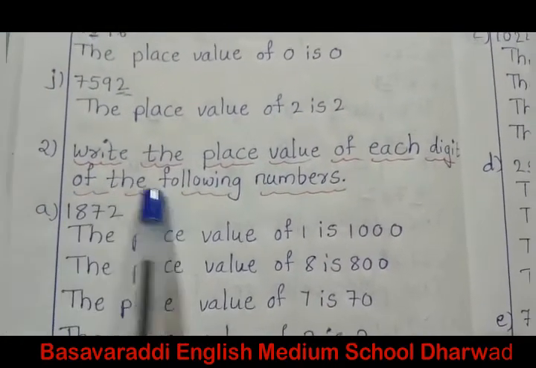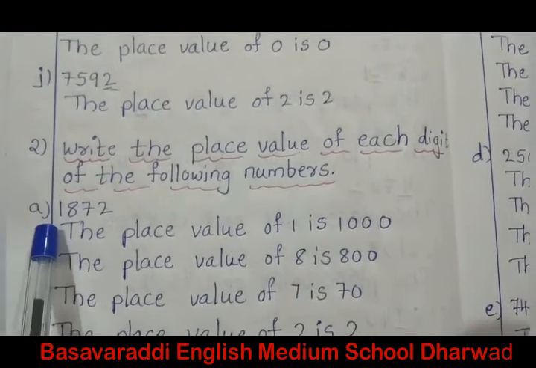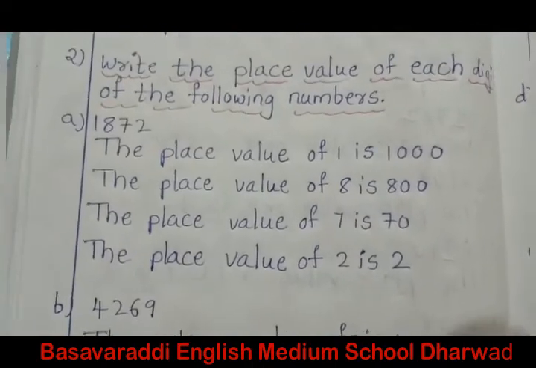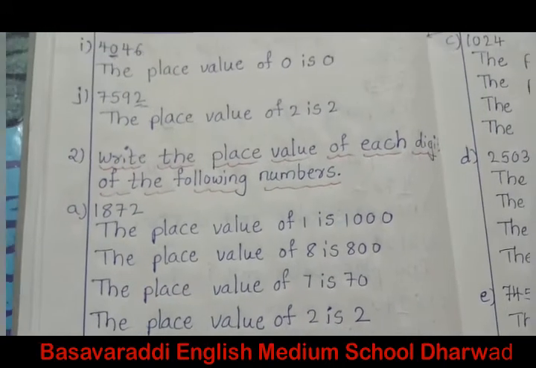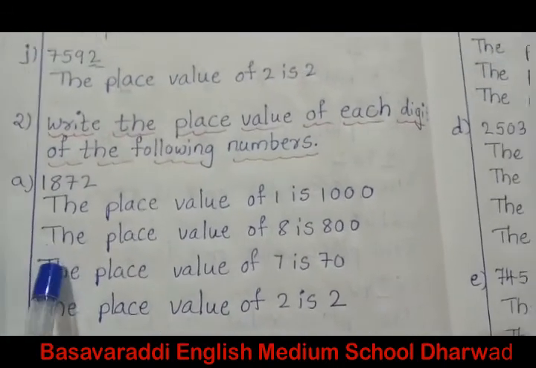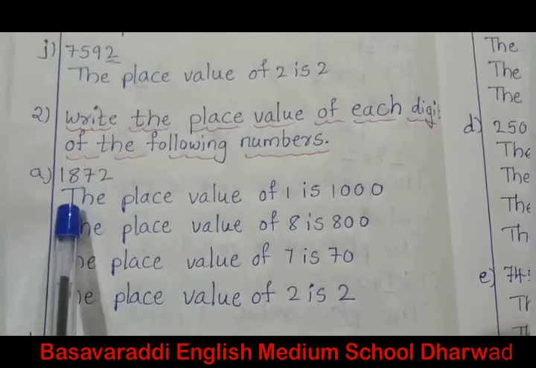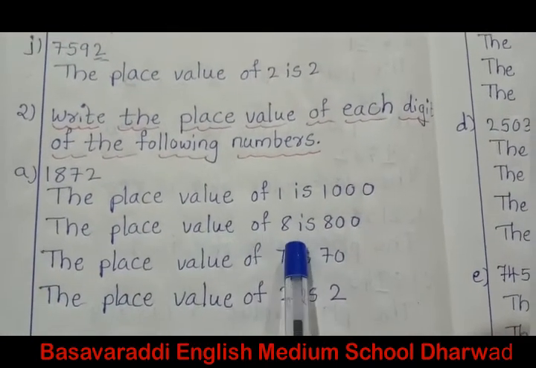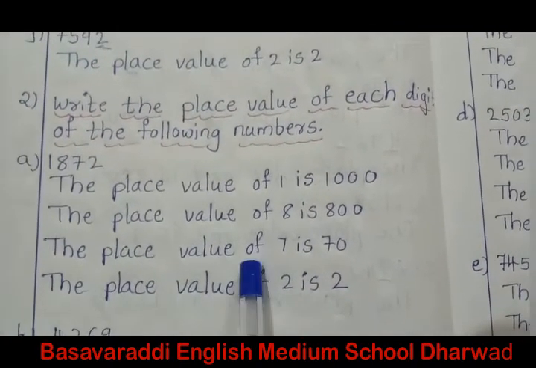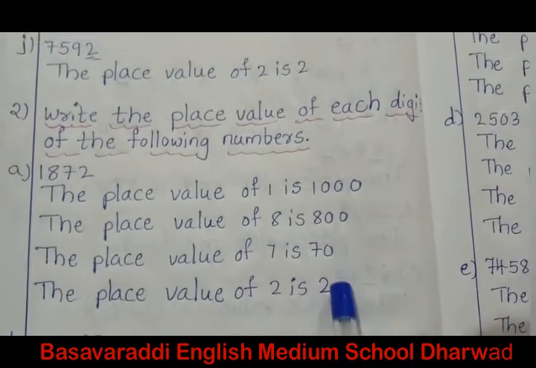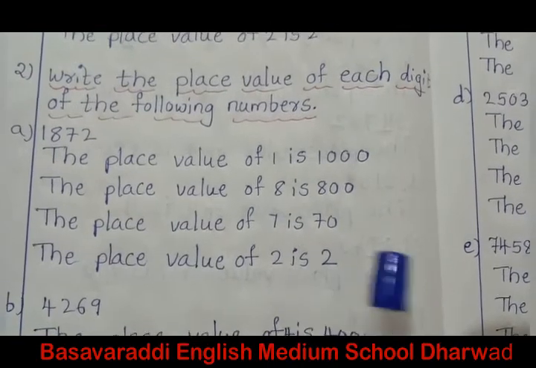Second one, write the place value of each digit of the following numbers. First one, A1, 1872. They are telling us to write each digit. The place value of 1 is 1000. The place value of 8 is 800, that is the 100s place. The place value of 7 is in the tens place, that is 70. The place value of 2 is 2.